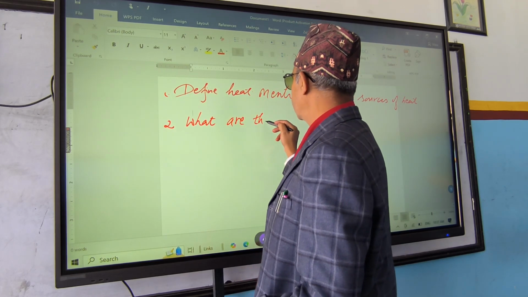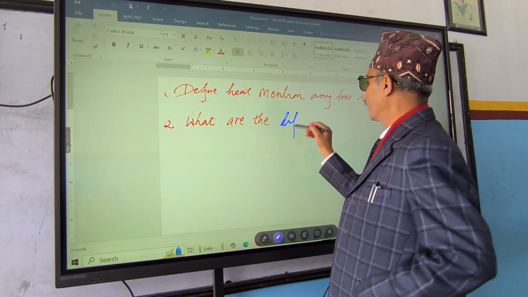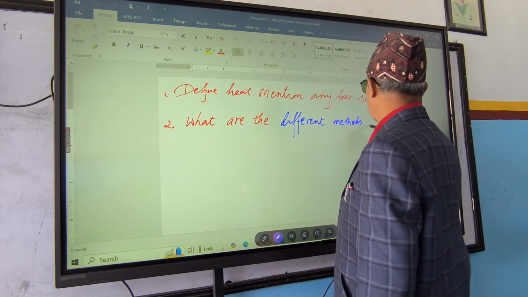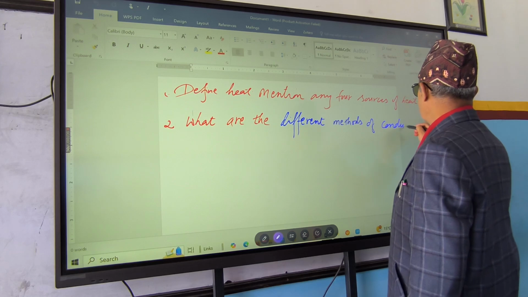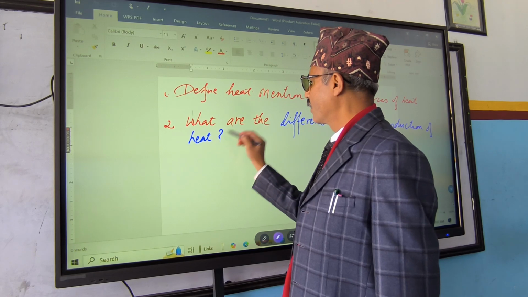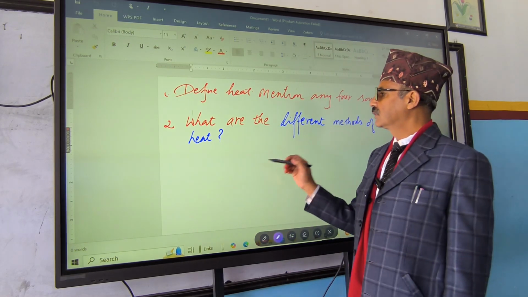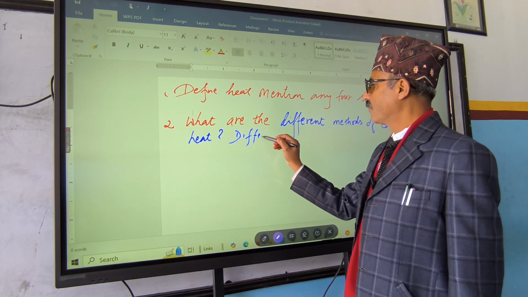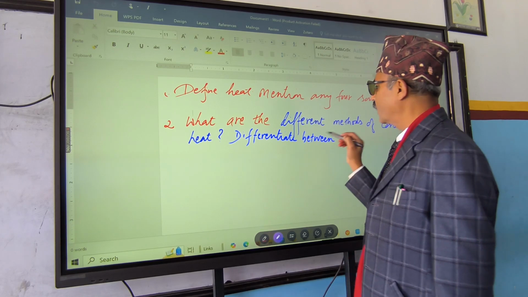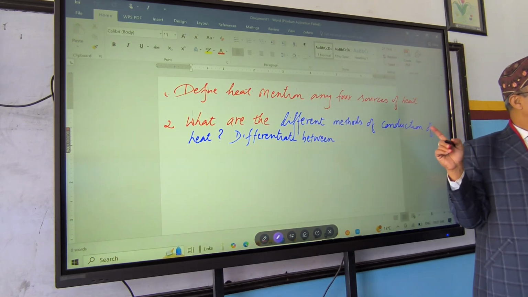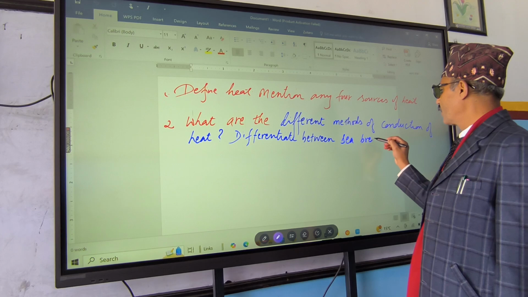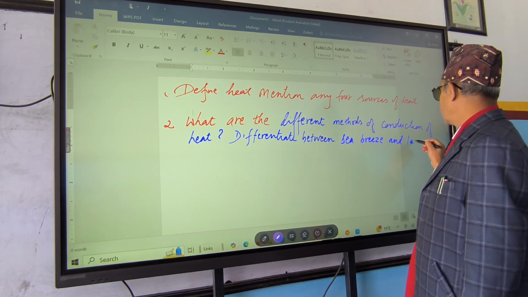What are the different methods of conduction of heat? Differentiate between sea breeze and land breeze. I have just marked the question here.